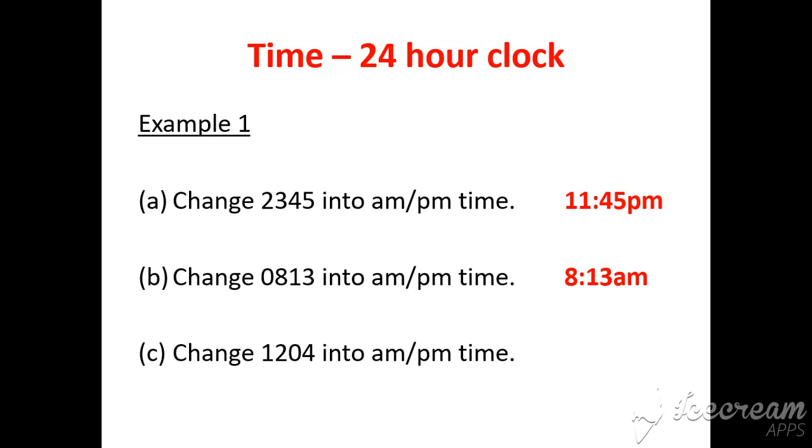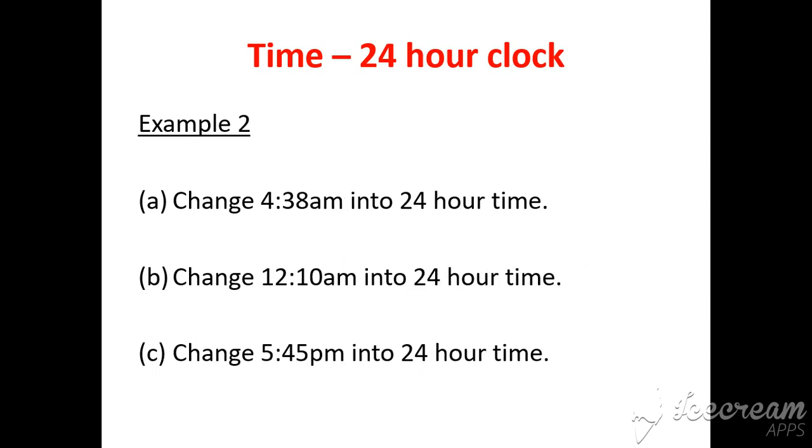And what about 12:04? Well, 0000 is midnight. 1200 is midday, lunchtime. So this is 4 minutes past lunchtime. So we must write it as 12:04 p.m.